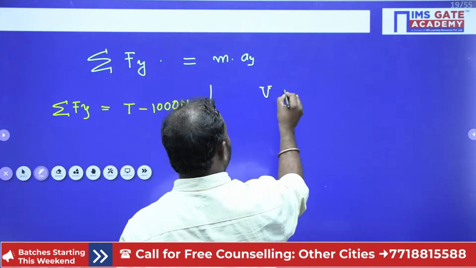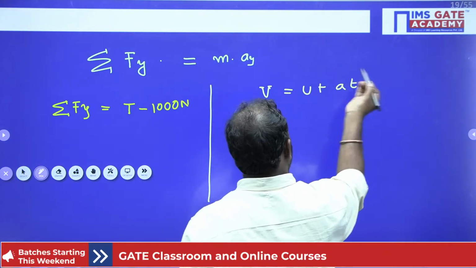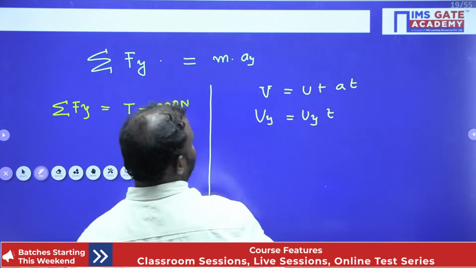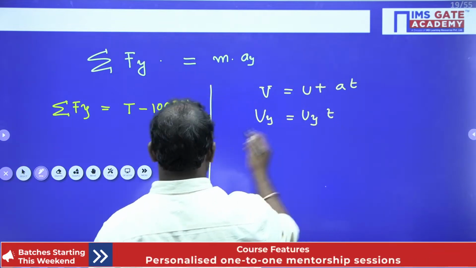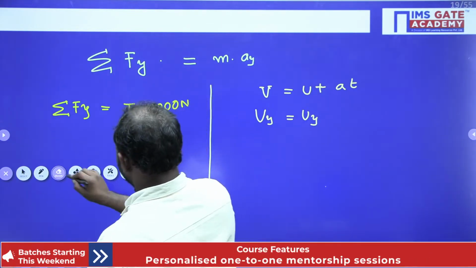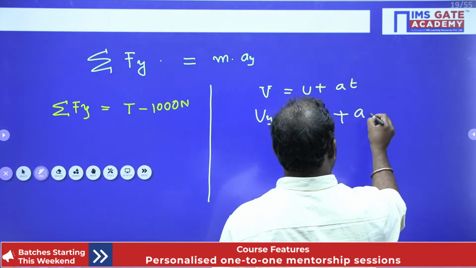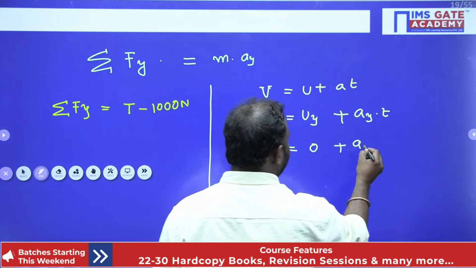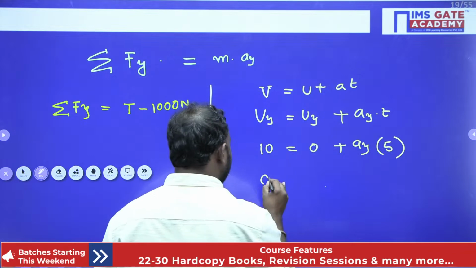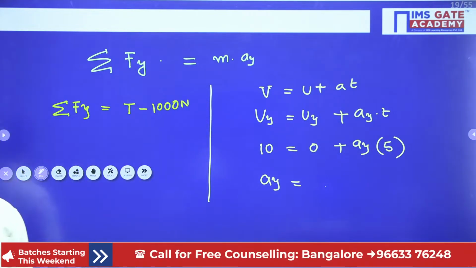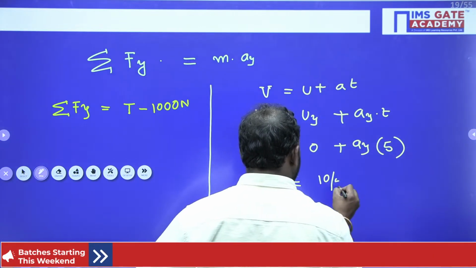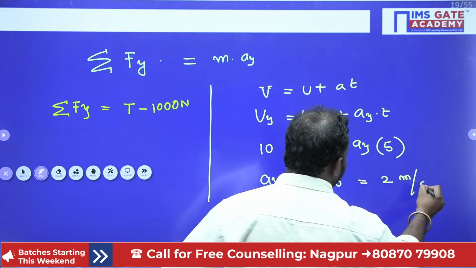So V equal to u plus at we will find. Obviously, we will write it is Vy equal to Uy plus Ay into T, right? Now Vy is 10 and Uy is 0 plus Ay we don't know, and your time is 5 seconds. Find out that Ay, acceleration in y direction. You are going to get 10 by 5 only, na? So 10 by 5. It is going to be 2 meters per second square, right?